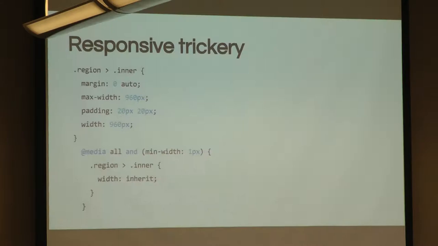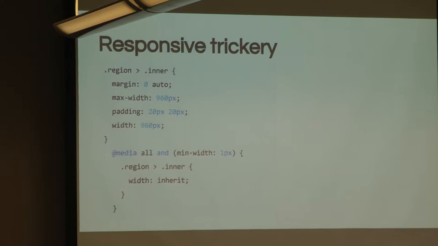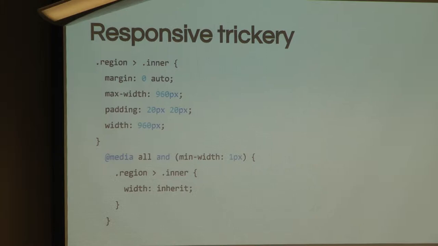All right, another thing I like is responsive trickery. If you're building a site and you have some number of anticipated IE8 or smaller users, you want your layout to not be all squishy when you make your browser window smaller. So this declares a width on region inner for 960 pixels, but on any browser that accepts media queries, the width is going to be its own thing. So IE8 and smaller are going to make a 960 pixel page, whereas all the rest are going to go, okay, I can respond to that.